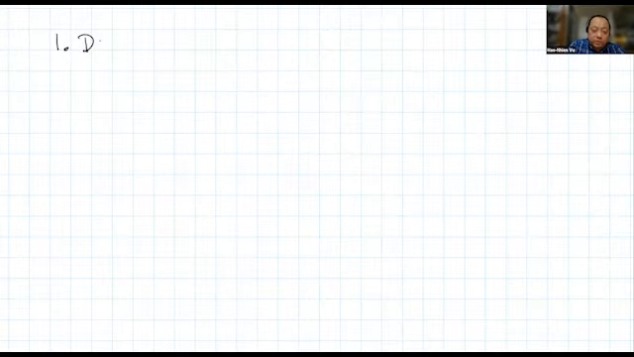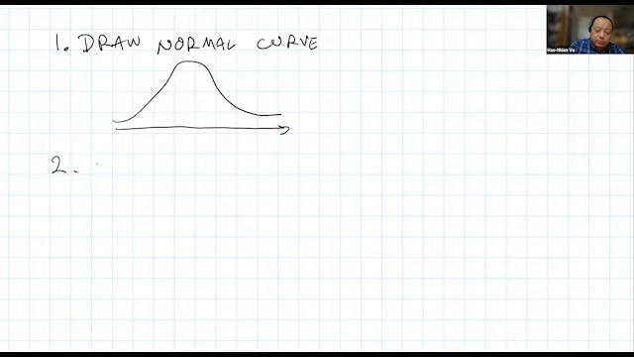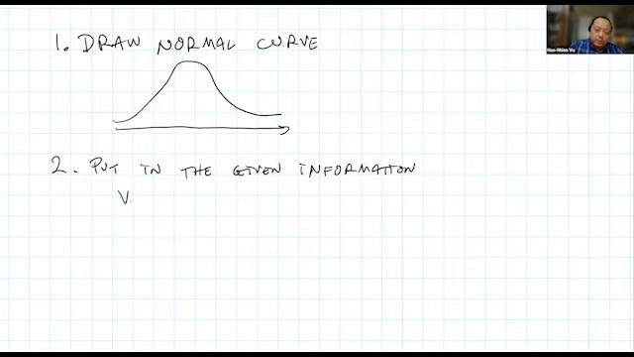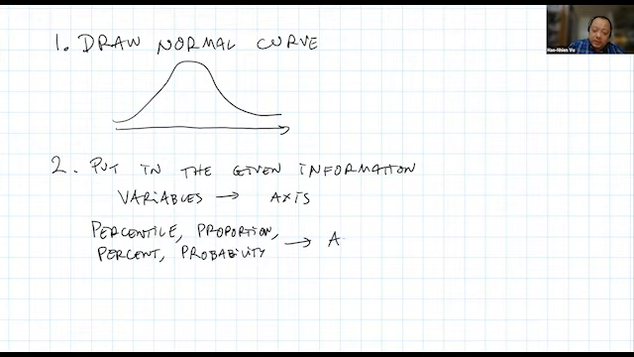Step 1, always draw a normal curve. Step 2, put in the given information. Information about the variables go on the axis. Information about percentile, proportion, percent, probability, they go in the area of the curve or the area of the graph.